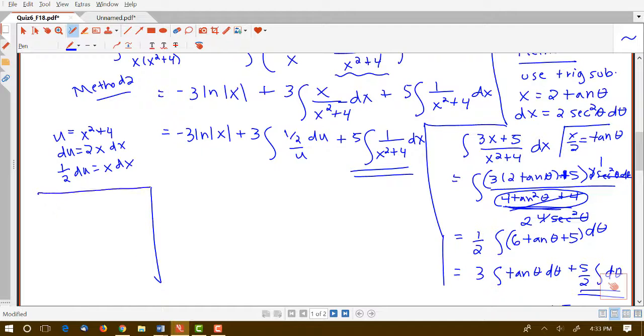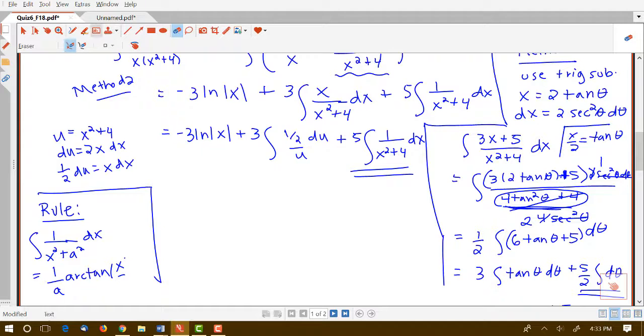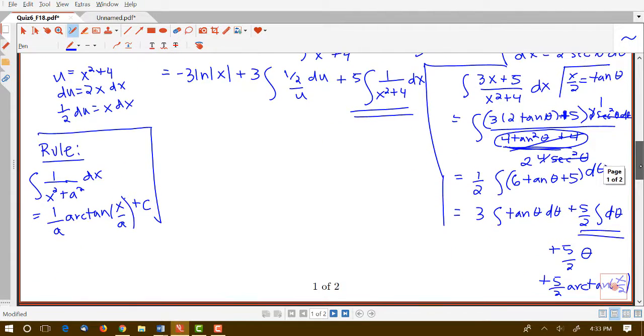Okay, so there is a rule in the textbook that the integral of 1 over x squared plus a squared dx is equal to 1 over a arctan of x over a. Oops, I wrote x over 2. In this case, our a is 2, but in general, it would be x over a plus c. Okay, so that's how we could get 1/2 arctan x over 2, and then that's being multiplied times 5 to get the 5/2 arctan x over 2.